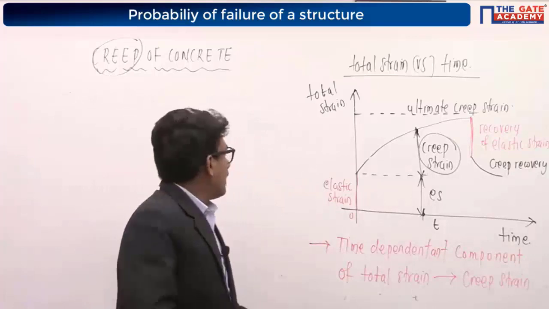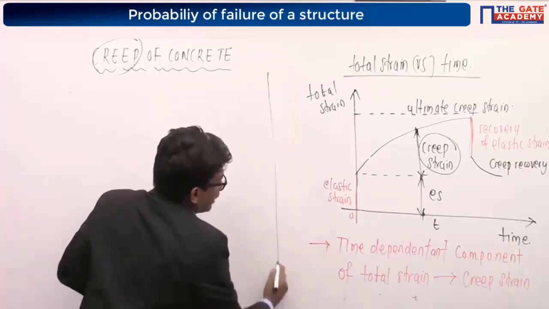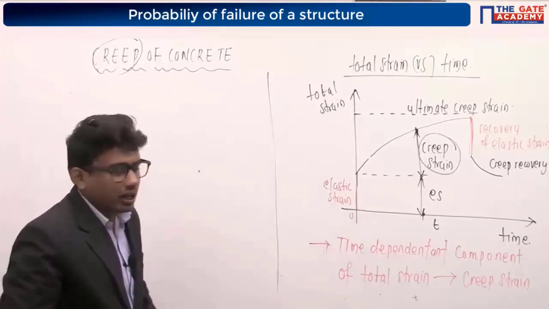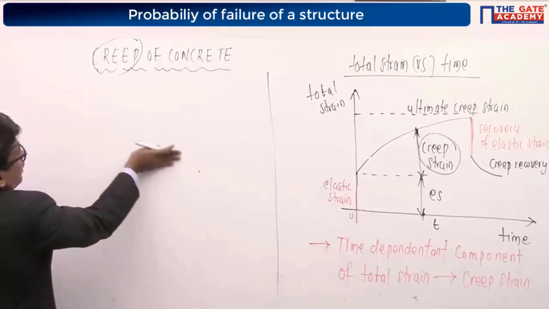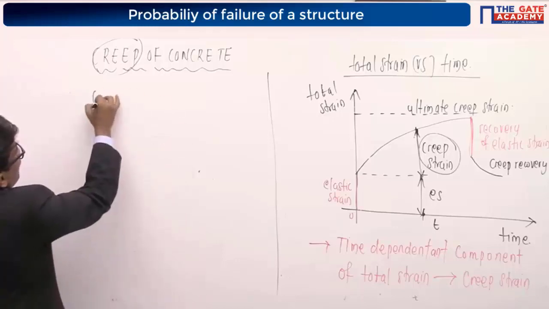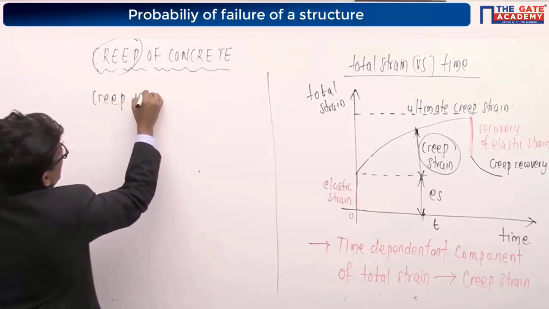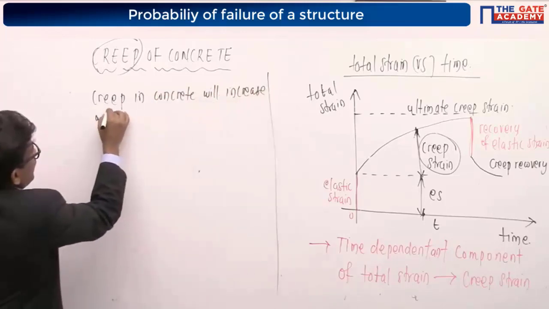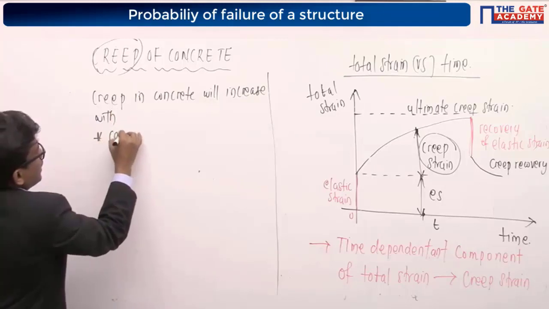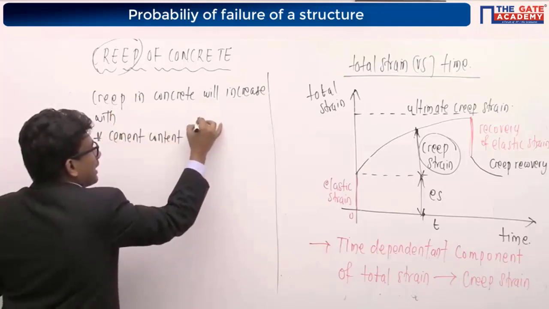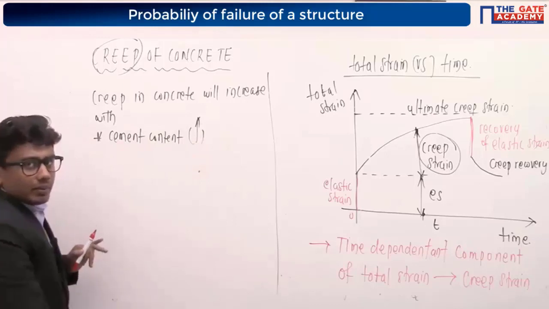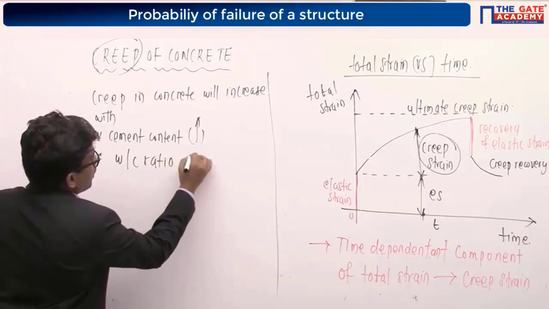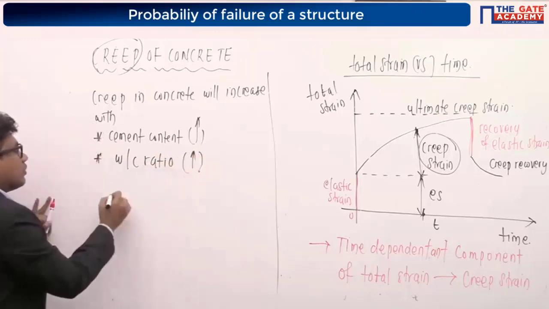Yes. Now I would like to discuss one more thing. What are the factors on which creep depends, or what are the factors affecting the creep in the concrete? See, creep in concrete will increase with cement content, which means that if the cement content is more, creep in the concrete will be more. And it depends upon water cement ratio. If the water cement ratio is more, creep will be more.